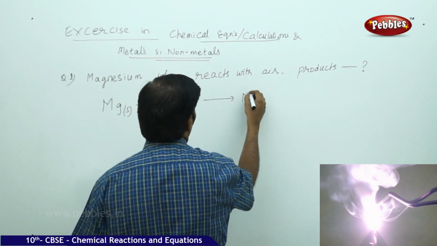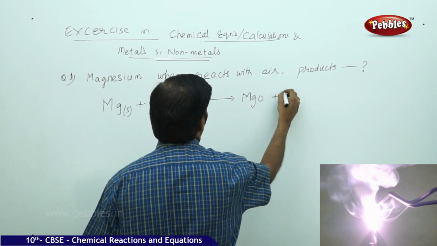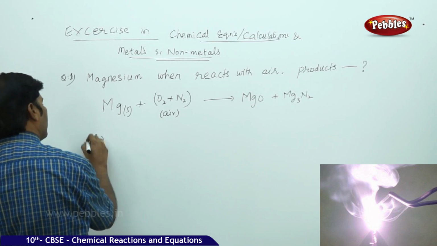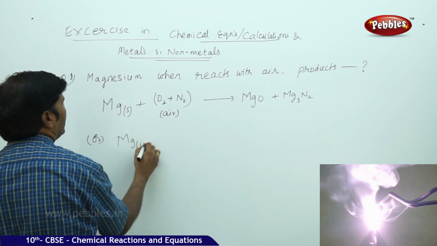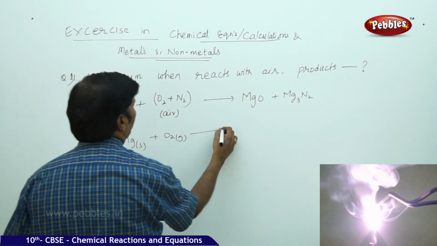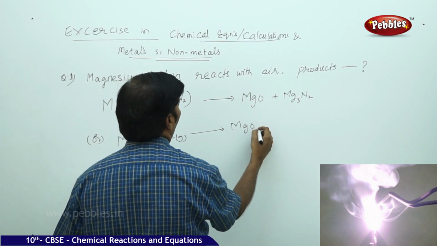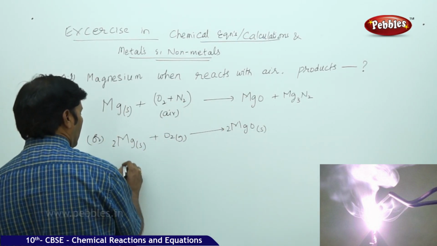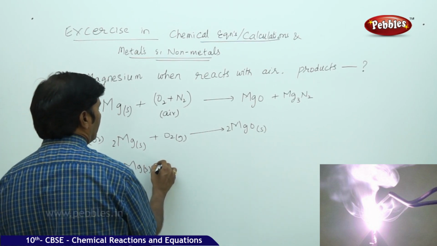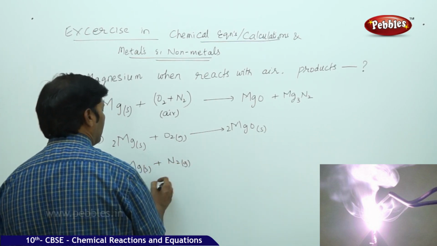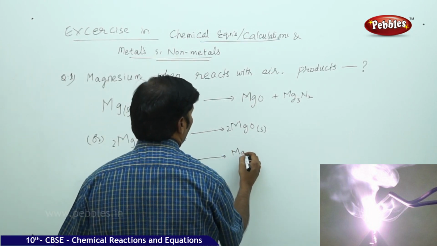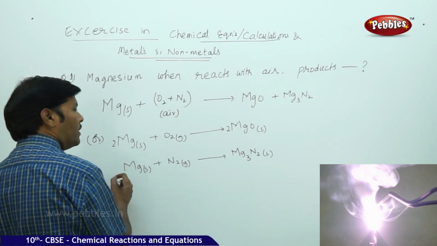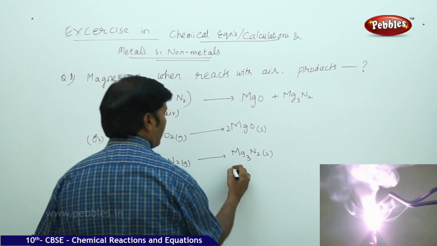So there is a possibility for it to give both magnesium oxide plus magnesium nitride, Mg3N2. Or the same reaction you can write: magnesium solid plus oxygen gas gives rise to magnesium oxide solid. Balance the equation, take 2 over here, take 2 over here. And magnesium solid plus nitrogen gas gives rise to Mg3N2 solid, magnesium nitride. Balance the equation, take 3 over here, this is magnesium nitride.